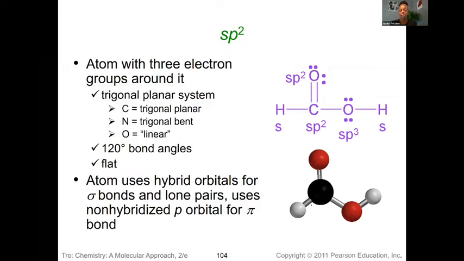We could also count the number of sigma and pi bonds shown here. Again, each of these single bonds represents a sigma bond. And then one of the bonds in the double bond would be a sigma and one would be a pi. So in this case, we have 4 sigma, 1 pi bond found here. And that pi is from that unhybridized p orbital.